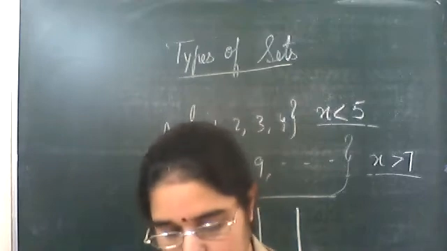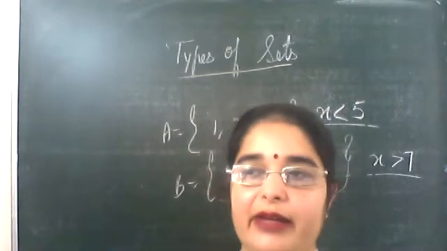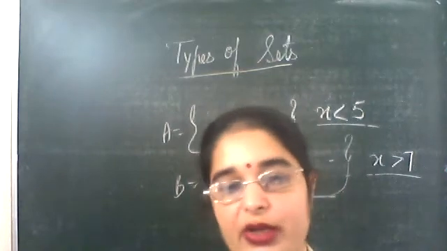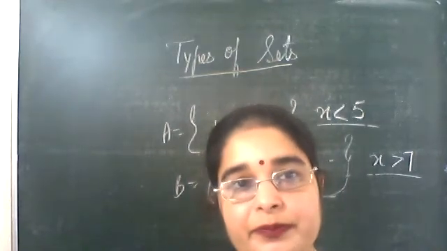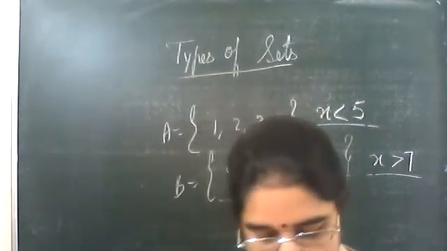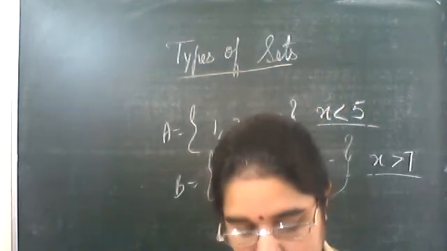Then 1, 2, 3, up to 99, 100. Till 100 it is there. That means yes, we can count this. So it is a finite set. Fourth one, the set of positive integers greater than 100.